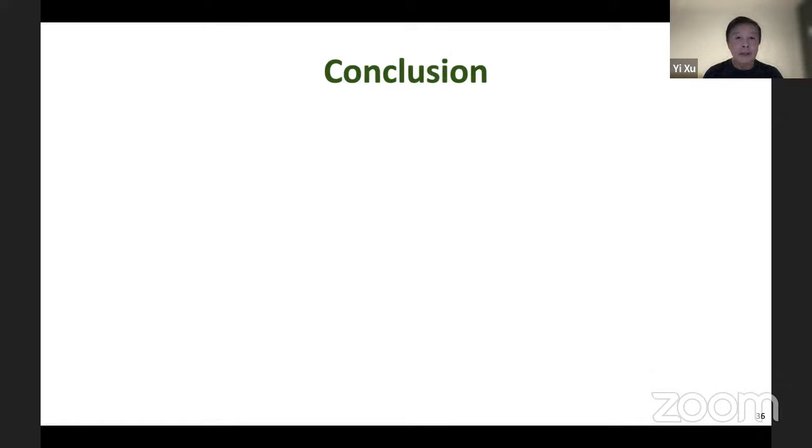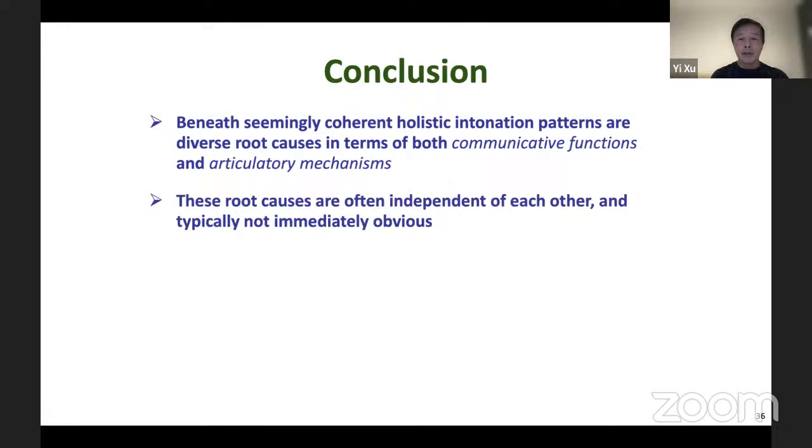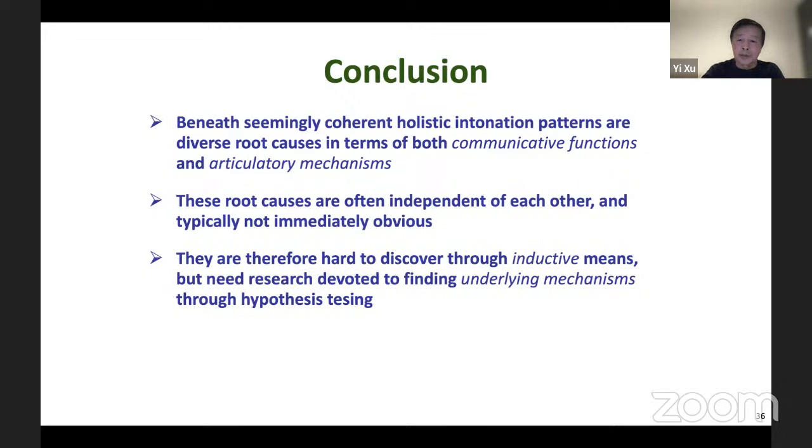Okay, so finally, in conclusion, beneath seemingly coherent, holistic intonation patterns are diverse root causes in terms of both communicative functions and articulatory mechanisms. And these root causes are often independent of each other and typically not immediately obvious. So this means that they're hard to discover through inductive means, that is just making observations and making summaries, but need research devoted to finding underlying mechanisms through hypothesis testing.